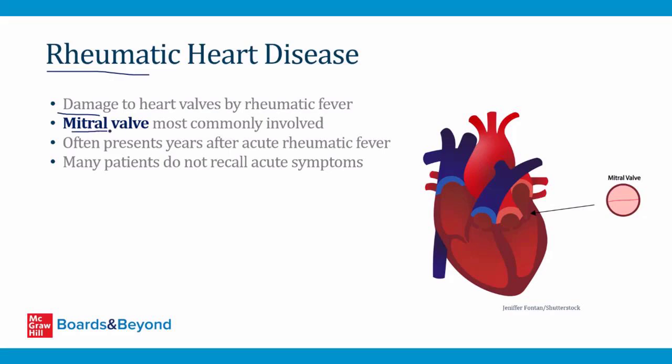It's the heart disease that occurs many, many years after acute rheumatic fever. The mitral valve is the most commonly involved valve, so it can develop thickening and stenosis, or it can develop regurgitation because of damage that occurred during an episode of acute rheumatic fever. As I said, this presents years after acute rheumatic fever, and some patients have very mild forms of acute rheumatic fever, so they don't recall having symptoms of acute rheumatic fever, but that doesn't mean they can't have rheumatic heart disease. We still see mitral stenosis and regurgitation in people who clearly must have had acute rheumatic fever years ago, even though they don't remember having that condition.